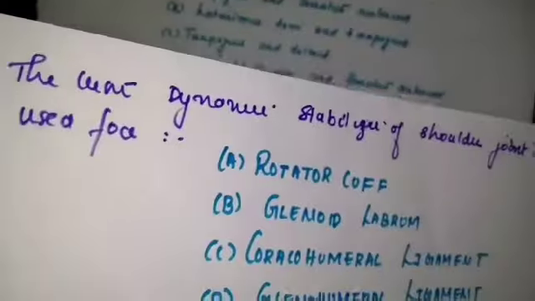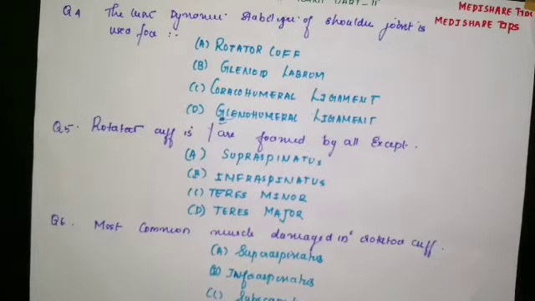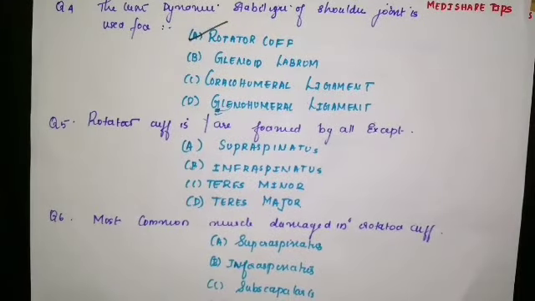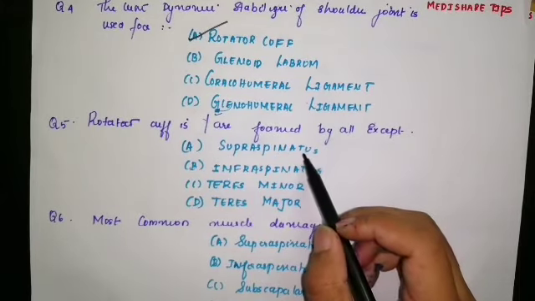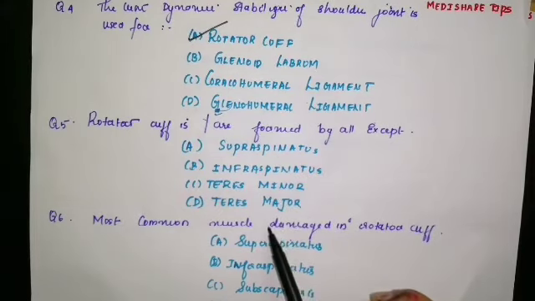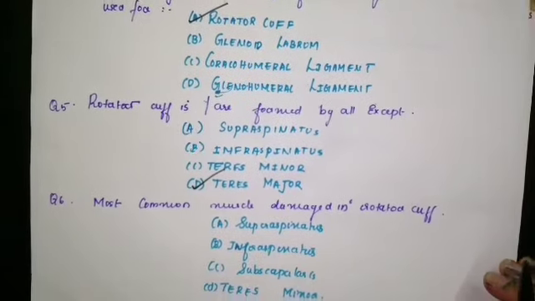Question number 4, the term dynamic stabilizer of the shoulder joint is used for? We know that the dynamic stabilizer of the shoulder joint is the musculotendinous cuff or the rotator cuff. So option A is the right answer. Question number 5, rotator cuff is formed by all except? Supraspinatus, infraspinatus and teres minor are components of the rotator cuff. Teres major is not a component of the rotator cuff. So option D, teres major, is the answer.